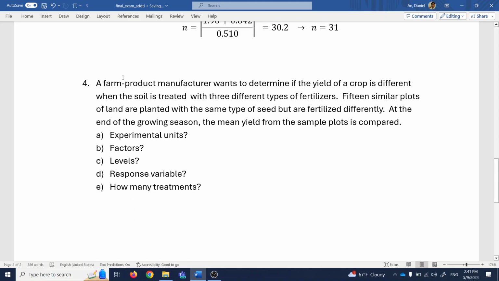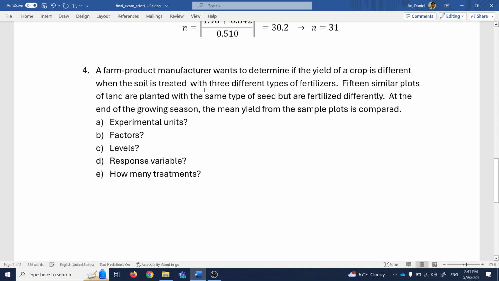Okay, last question. A farm product manufacturer wants to determine if the yield of a crop is different when soil is treated with different types of fertilizers. 15 similar plots of land are planted with the same type of seed but are fertilized differently. At the end of the growing season, the mean yield from the sample plots is compared. Okay, so what are the experimental units?